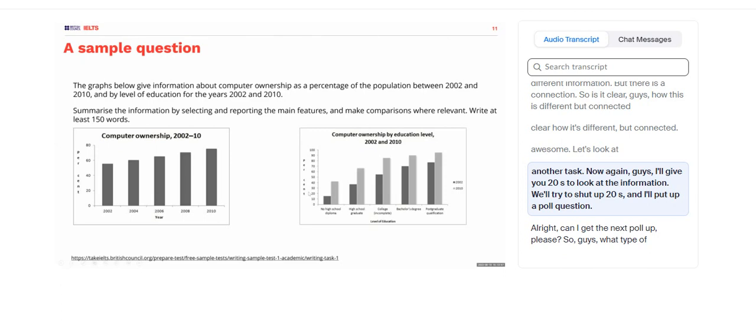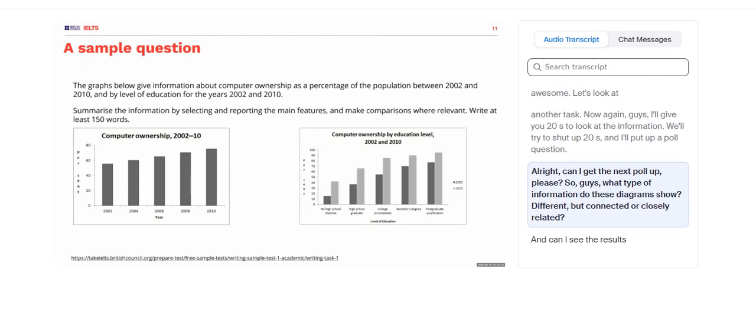Let's look at another task now. Again, guys, I'll give you 20 seconds to look at the information, and I'll put up a poll question. All right, can I get the next poll up, please? So guys, what type of information do these diagrams show? Different but connected or closely related?